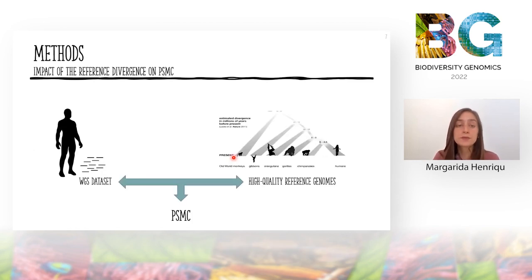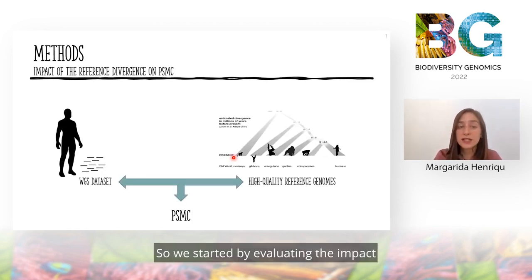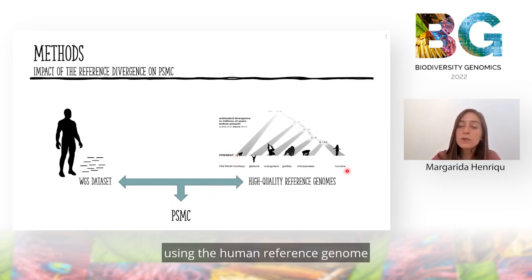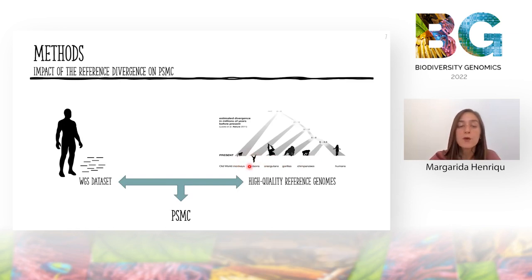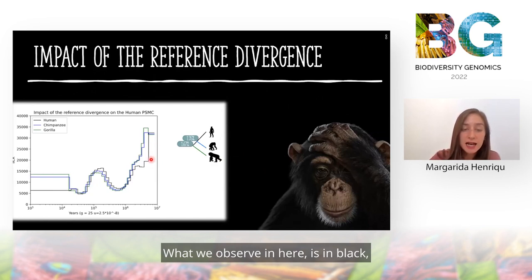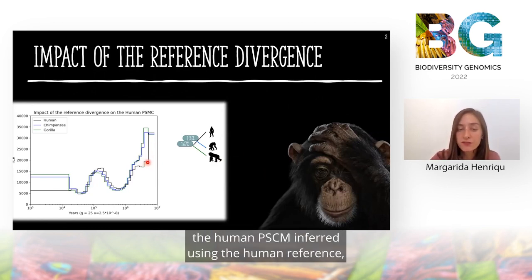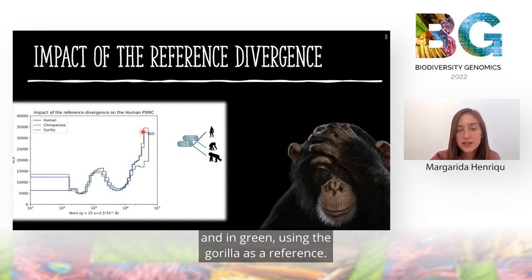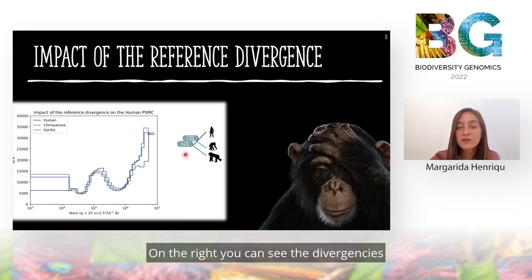So we started by evaluating the impact of the reference divergence by doing a human PSMC using the human reference genome and high quality reference genomes from increasingly divergent species: the chimpanzee, gorilla, orangutan, gibbon, and the rhesus macaque. We then compared the PSMCs. What we observe here is in black, the human PSMC inferred using the human reference, in blue, using the chimpanzee as a reference, and in green, using the gorilla as a reference.